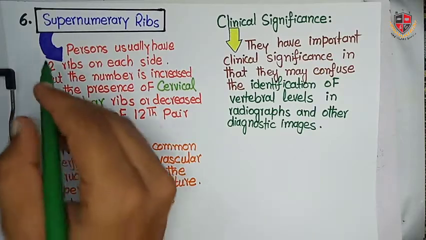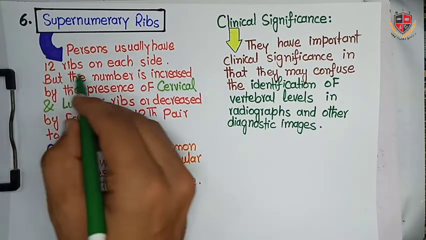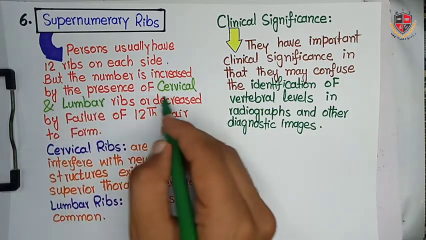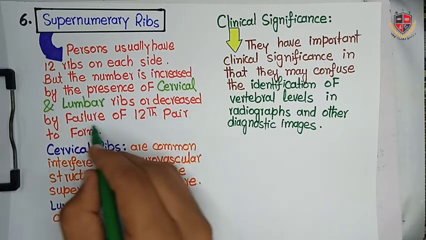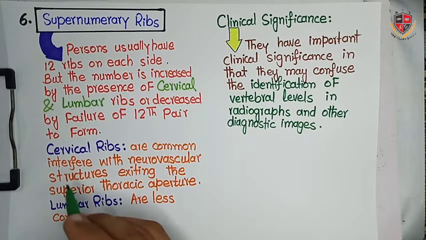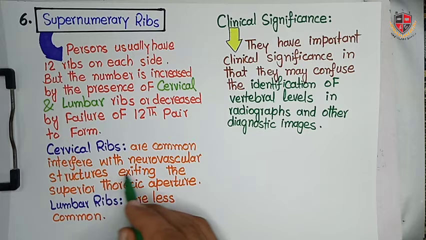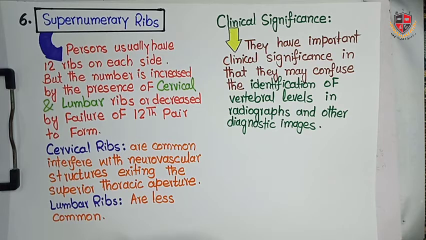The next clinical is supernumerary ribs. Persons usually have 12 ribs on each side, but the number is increased by the presence of cervical and lumbar ribs or decreased by failure of the 12th pair of ribs to form. Cervical ribs are common and they interfere with the neurovascular structures exiting the superior thoracic aperture. But the lumbar ribs are less common.